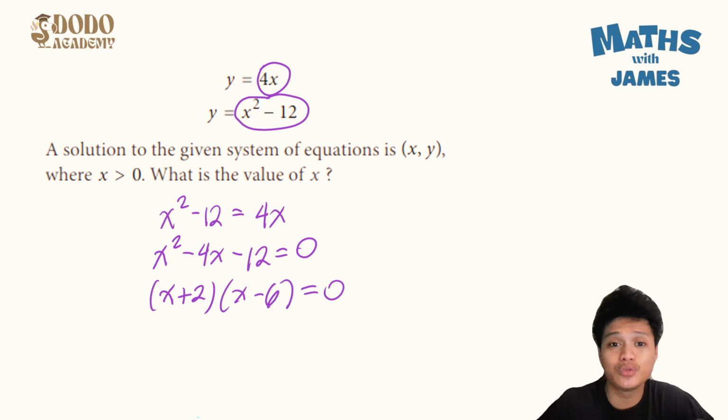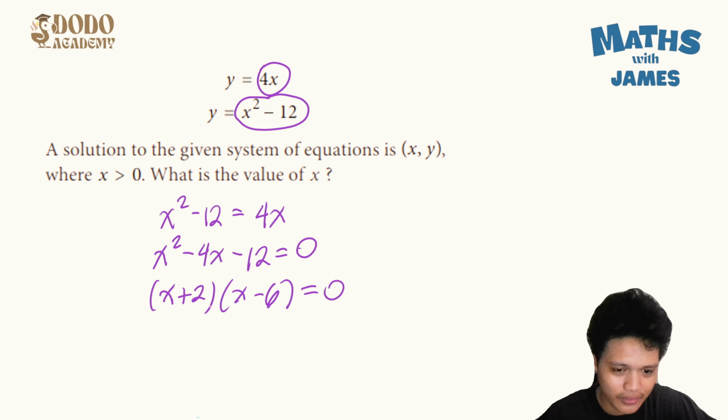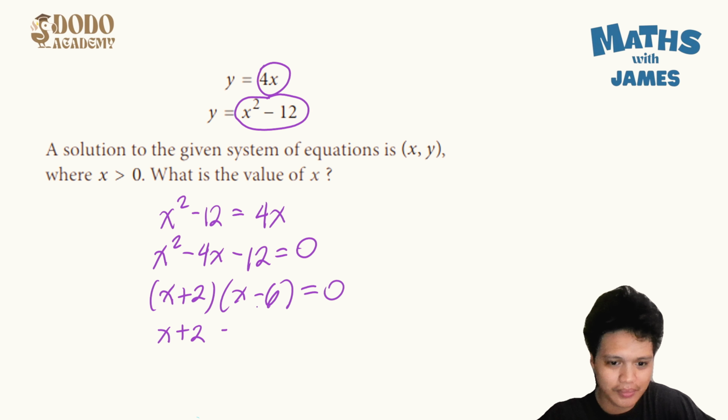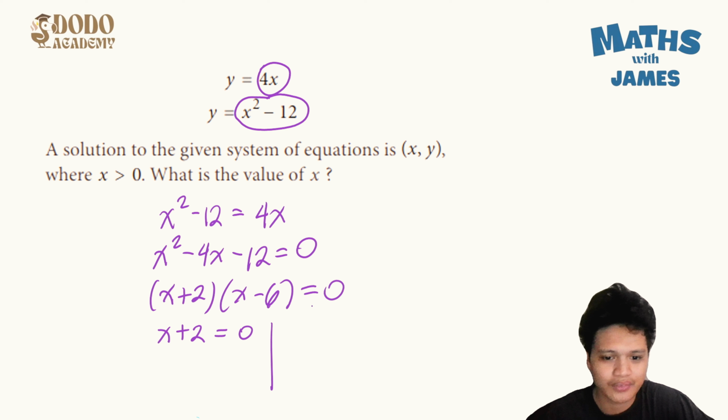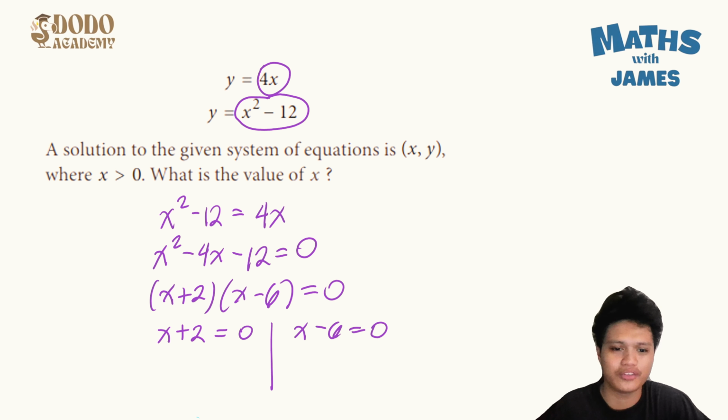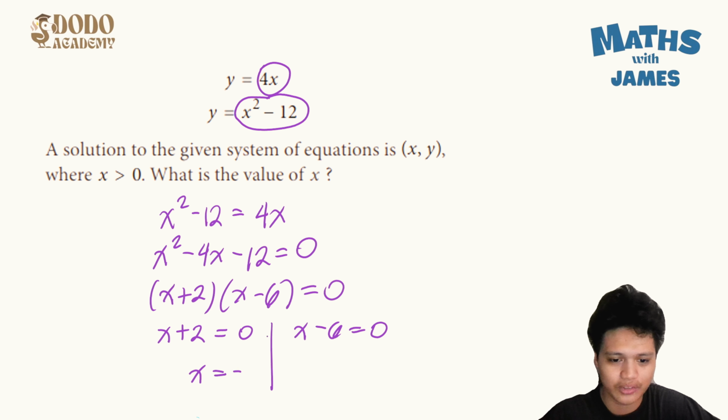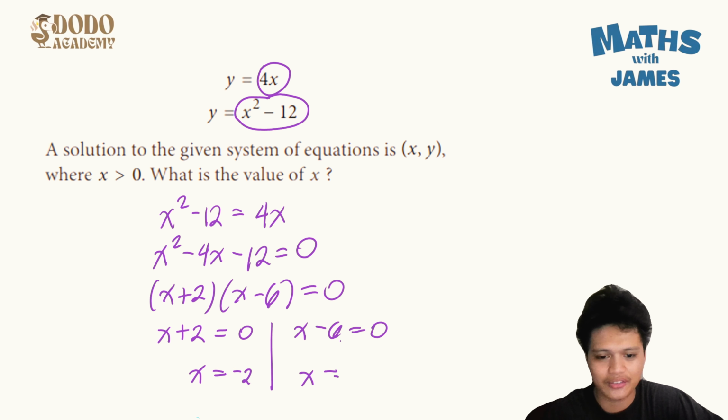Since we have two factors that have a product of 0, we can apply the zero product property, which states that each factor must be equated to 0. So we have x plus 2 equals 0 and x minus 6 equals 0. Transposing the constants to the right-hand side will give us x equals negative 2 and x equals 6.